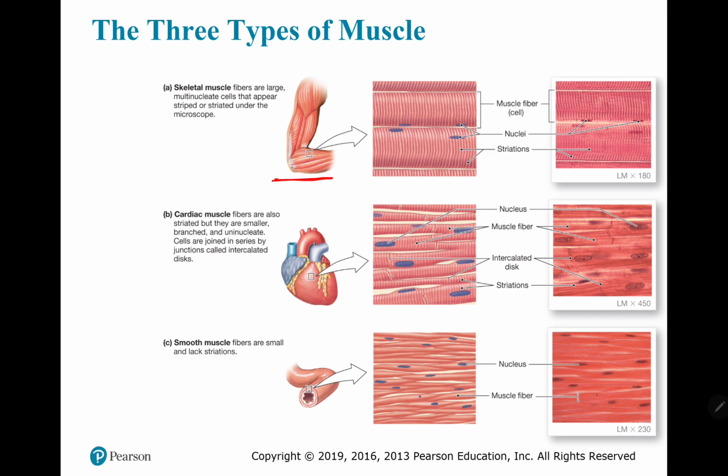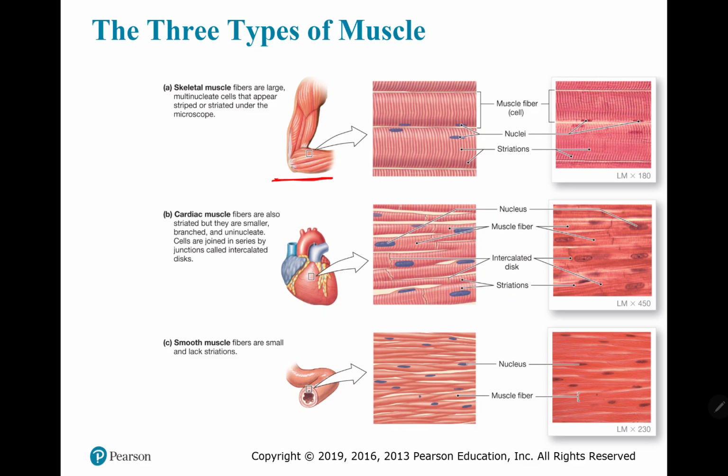But these cells are going to be joined in series by these junctions called intercalated discs, right? So it's a combination of desmosomes holding these cells tightly together, along with gap junctions to allow for ion flow from one cell to the next. Really, this muscle acts as one whole cell. That's the function of those intercalated discs.